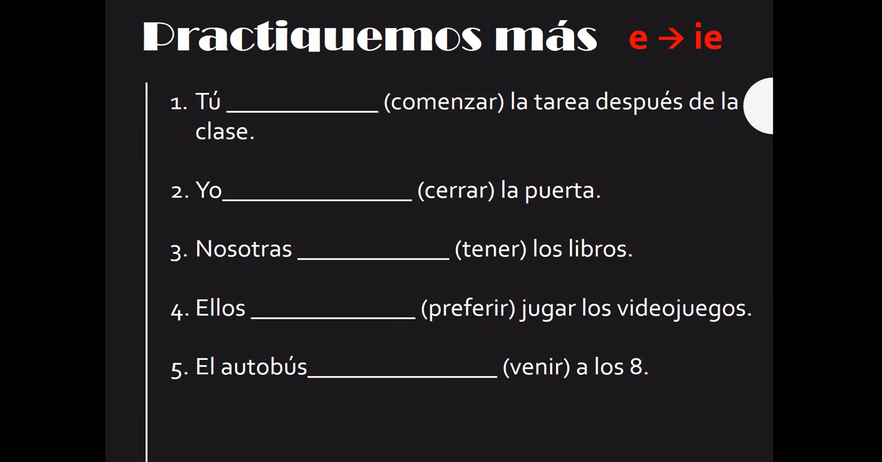Again, practice with sentences, and still I encourage you, read the whole sentence. I will count to 3. Número 1. Tú comienzas la tarea después de la clase. 2. Yo cierro la puerta. 3. Nosotras tenemos los libros. Ellos prefieren jugar los videojuegos. Y el autobús viene a las 8.